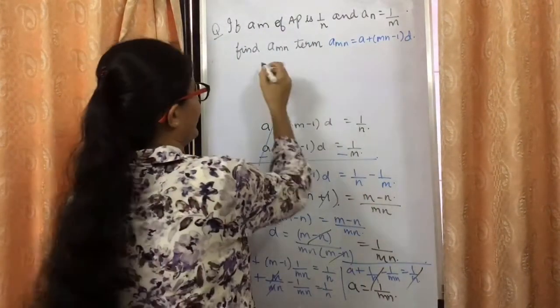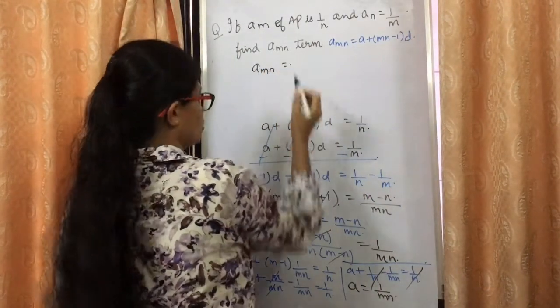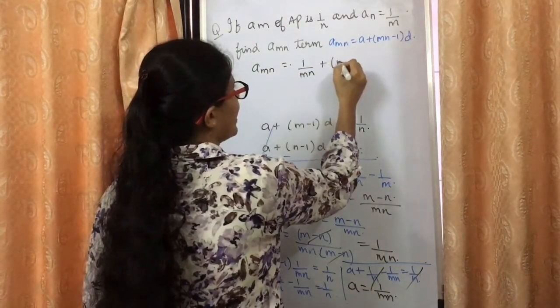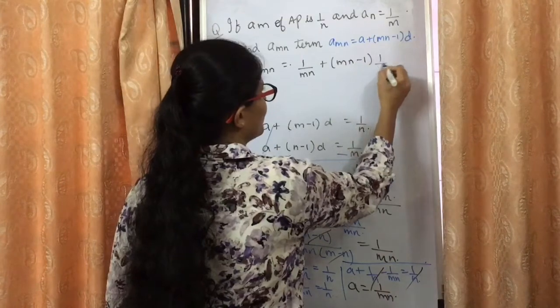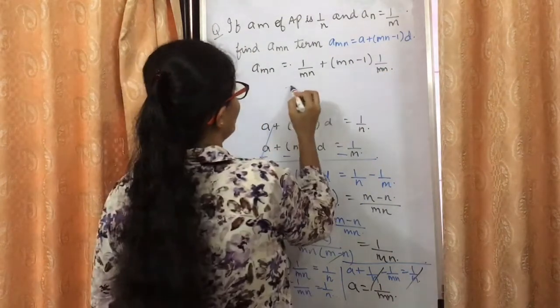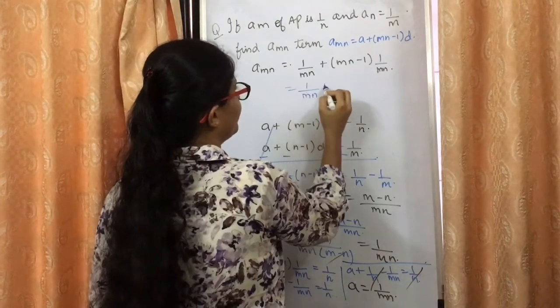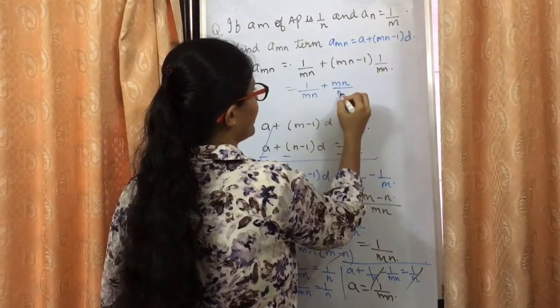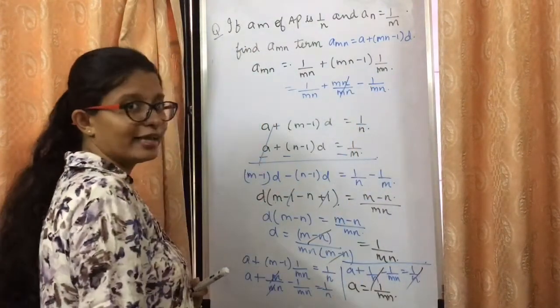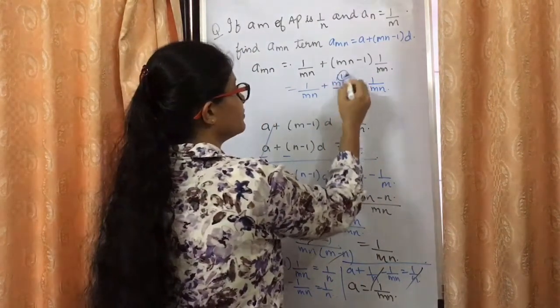What we will do is amn is equal to a, which is nothing but 1 upon mn, plus mn minus 1, into 1 upon mn, because d came out to be 1 upon mn. So we have 1 upon mn plus mn upon mn minus 1 upon mn. This mn gets cancelled out and comes out to be 1.